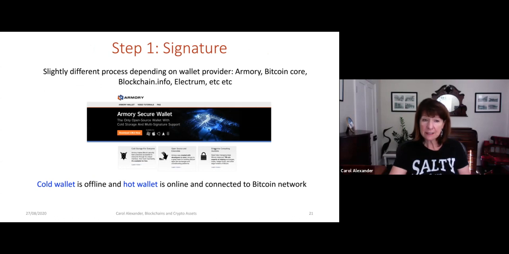So starting with the signature, it's a slightly different process depending on what type of wallet. There are lots of different ones. This is the Armory one, but you could have an Electrum wallet, or there's Parity, there's Geth. Those are mainly used on the Ethereum network. Anyway, so there's also 2 types of wallet: a cold wallet, which is offline. That could be on a USB stick, not even connected to a computer, let alone the Bitcoin network. A hot wallet is connected to the Bitcoin network, and so you need to have a hot wallet to send the transactions.